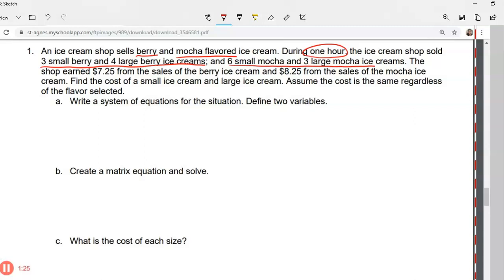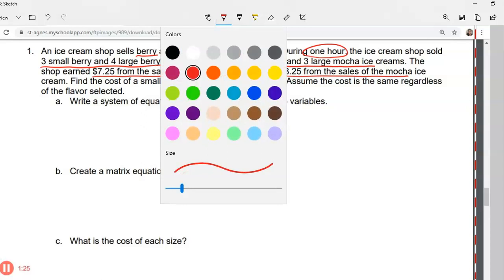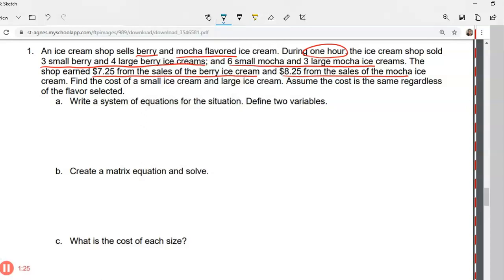Now the next one says the shop earned this much money for the sales of the berry ice cream and this much for the mocha ice cream. And we're only talking about still within that hour. Now here's the deal. I'm going to use another color. Okay. Find the cost of small ice cream, large ice cream.